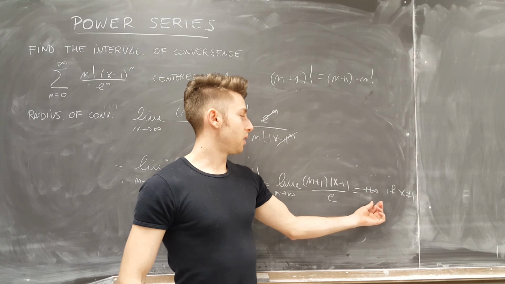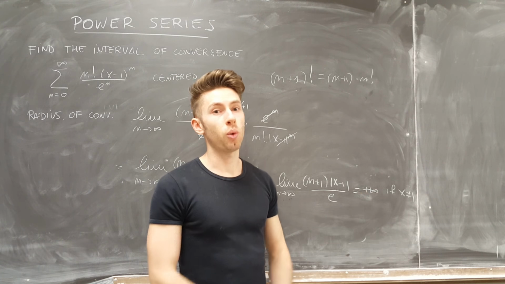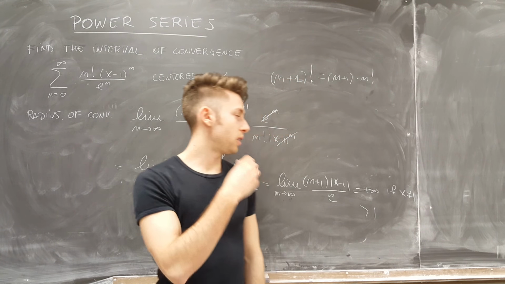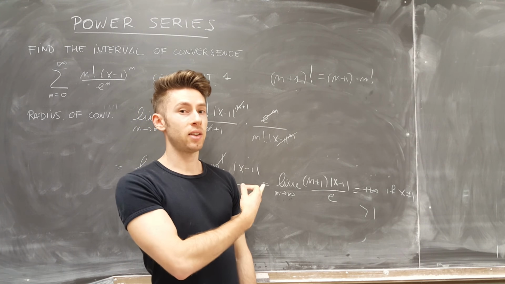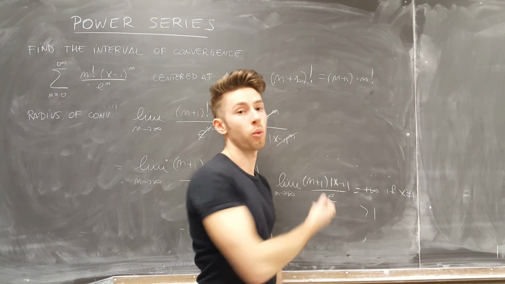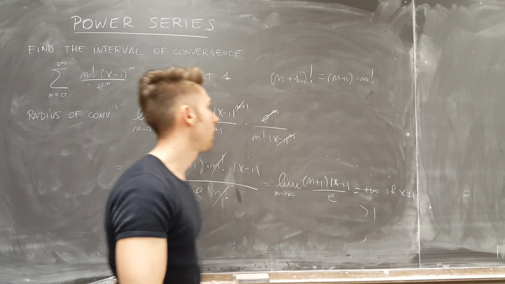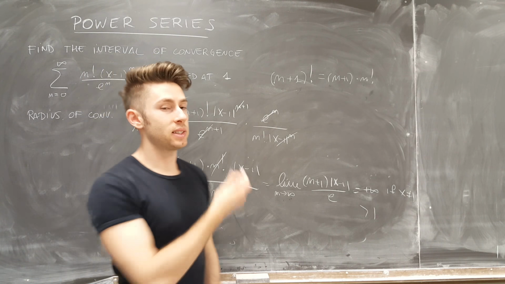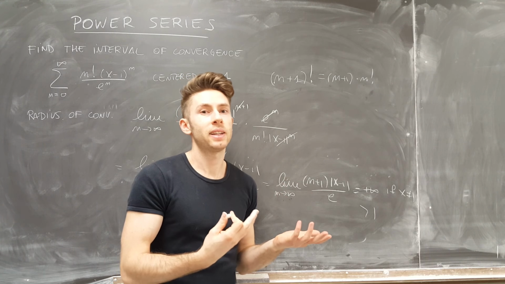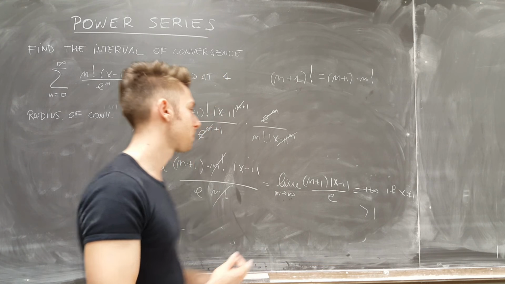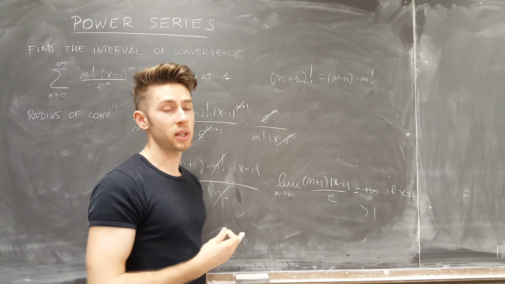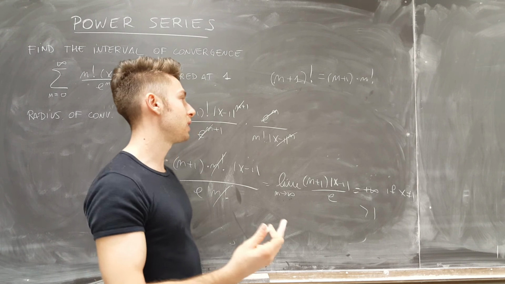So what does this mean? Well, positive infinity is always greater than 1, right? So the ratio test tells us that this series is divergent for any value of x that's not 1. And remember, 1 is the center, so a power series is always convergent at its center, because then every term is 0. But for no other value of x is this convergent, which means the radius of convergence is 0.